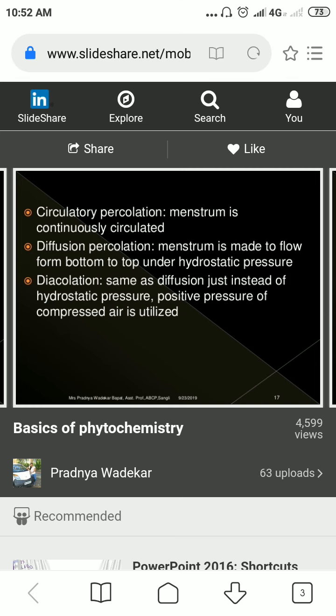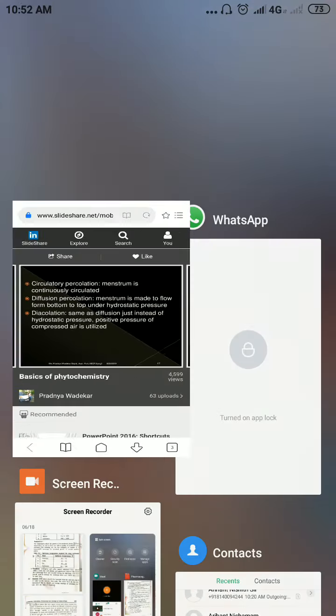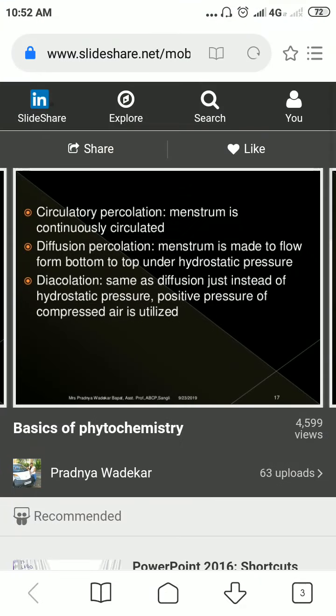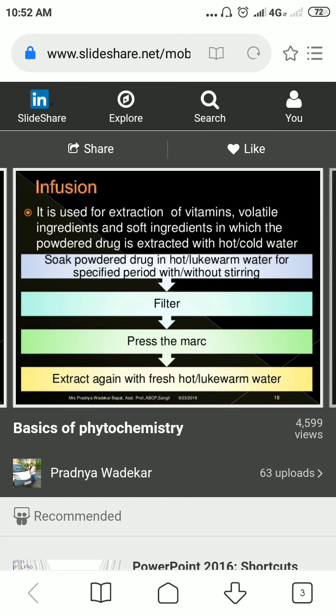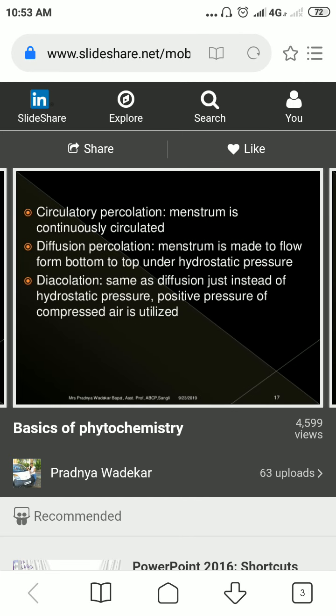Then diacolation, which means the same as diffusion, just instead of hydrostatic pressure, positive pressure of compressed air is utilized. So if you apply positive pressure instead of hydrostatic pressure, it is called diacolation. So these all are different modifications of the percolation method. So this is all about percolation.